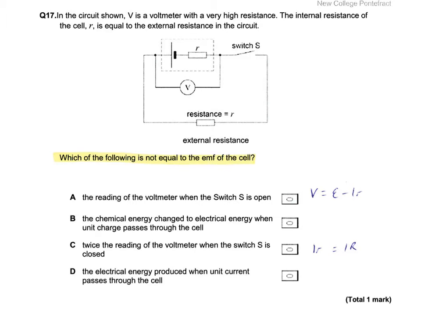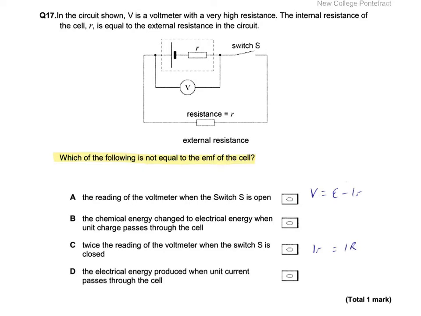And this is the electricity homework booklet, questions 17 and 18. In the circuit shown, V is a voltmeter with a very high resistance. The internal resistance of the cell R is equal to the external resistance of the circuit. Which of the following is not equal to the EMF of the cell?